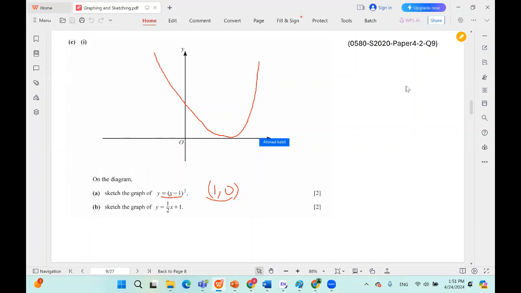Slightly better, not great, but slightly better. So this point here is 1, 0. Now we want to sketch the graph of the other function, y equals half x plus 1. It is also a good idea here to try to get the y-intercept before we move on. Let's put x as 0 and get y. So y will be 0 minus 1, which is negative 1, power 2, positive 1. So this here is point 0, 1.